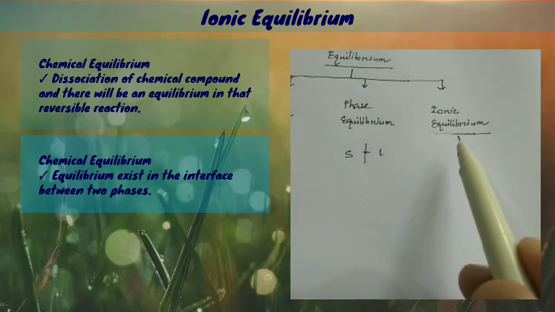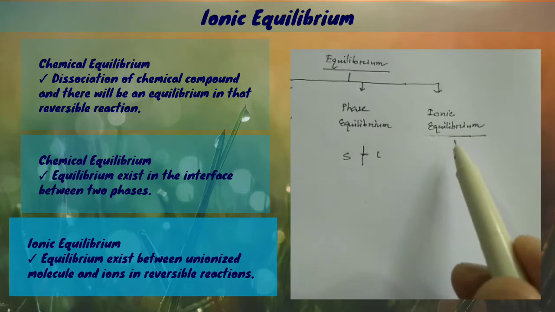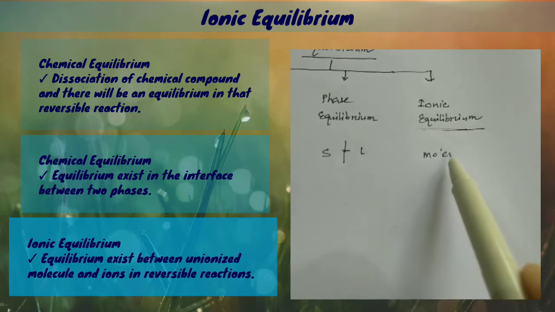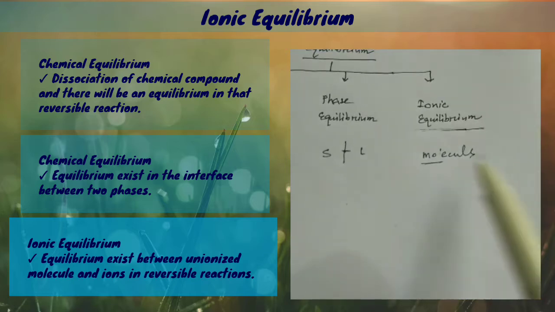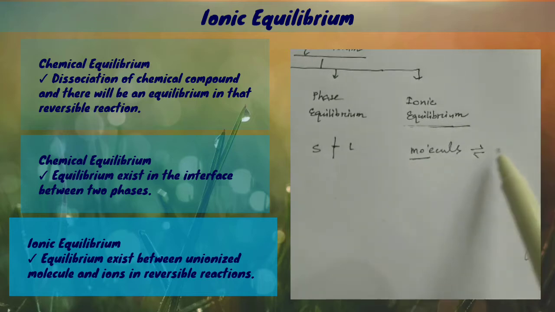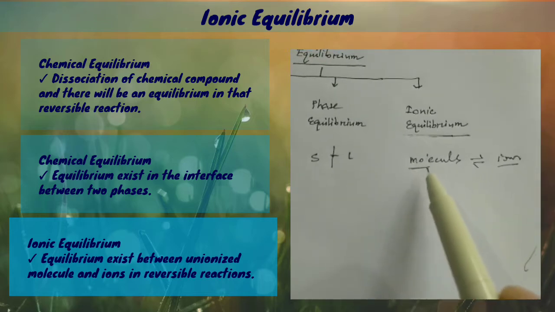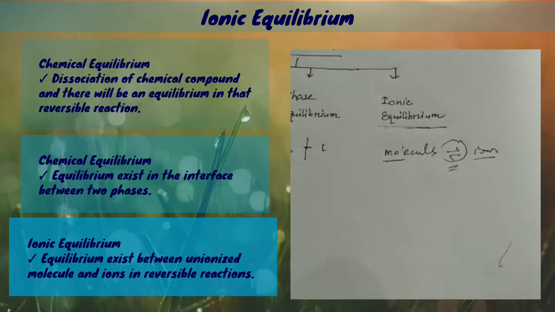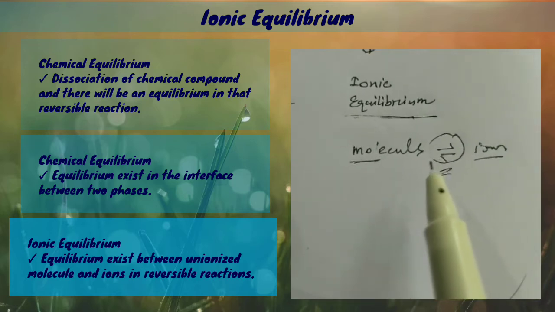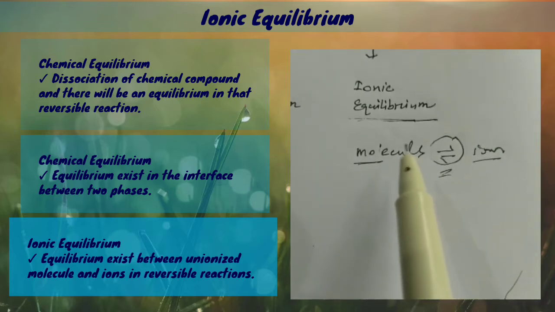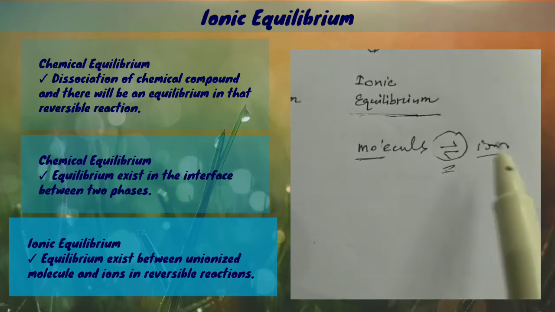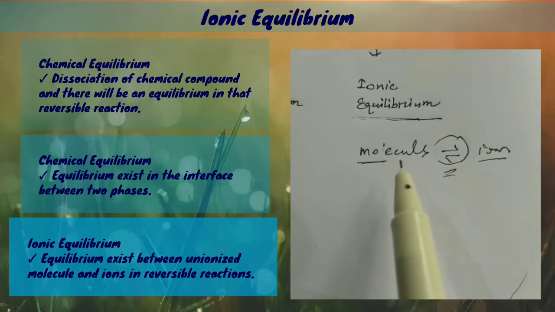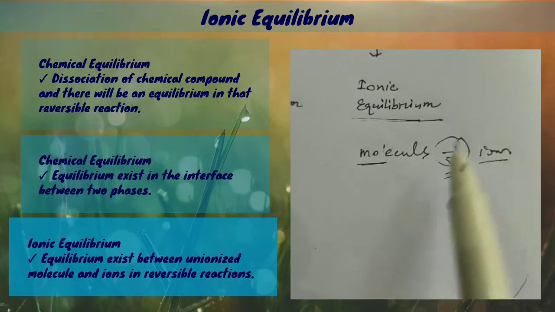In ionic equilibrium, we talk about the equilibrium that exists between some molecules, or some electrolyte, and the ions of those molecules. The process should be reversible. A reversible process means there is a forward direction, and the products also combine to give back the reactants. That is the backward reaction. So the process is reversible.